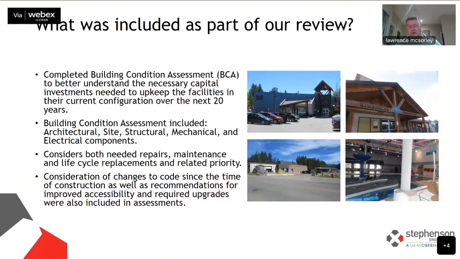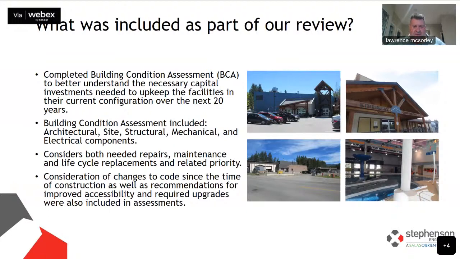So just to review what a building condition assessment is, the purpose of it and what it covers, it's to give you an idea of what your capital needs are for a time period. In our case, we looked at the next 20 years for your buildings. We looked at everything that included the site, the architectural, both exterior and interior of the building, the structural systems, mechanical and electrical components. We considered a couple of things: needed repairs, ongoing maintenance, and life cycle replacements that are coming up in the buildings.